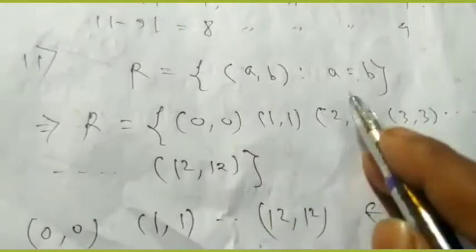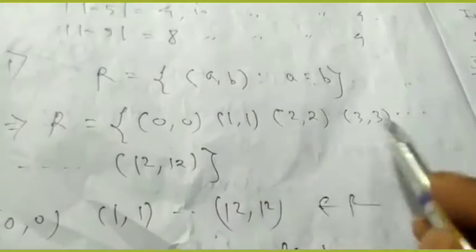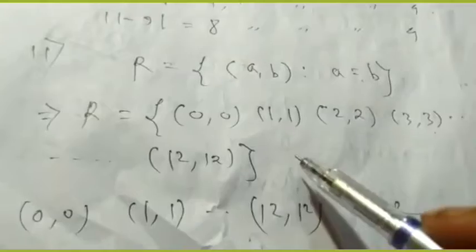And the second question asks that R is equal to {(a, b) : a equal to b}. The ordered pairs are equal. It is very easy. So ordered pairs equal means (0,0), (1,1), (2,2), (3,3), up to (12,12). All these elements will be like that.